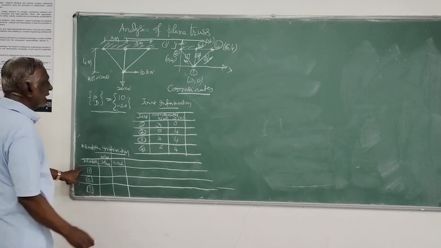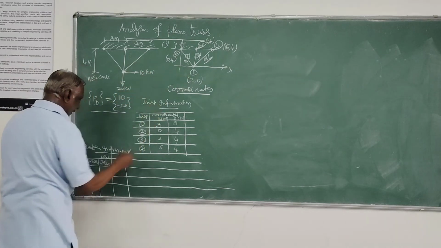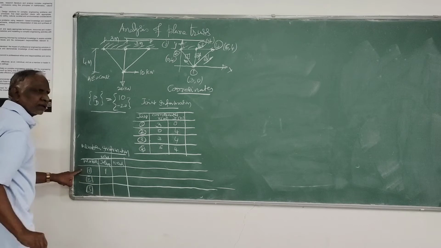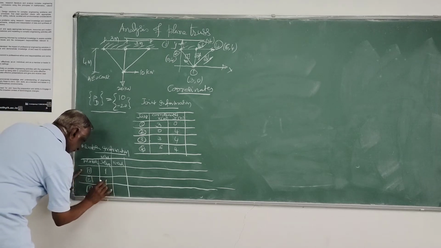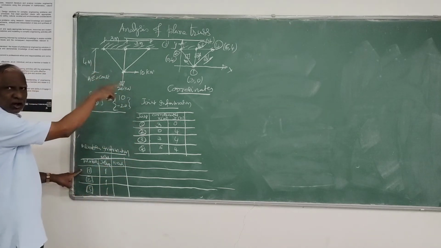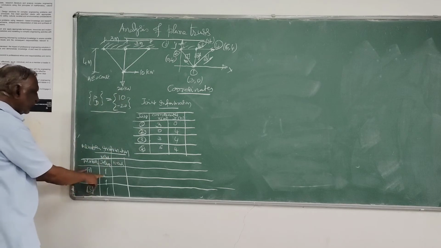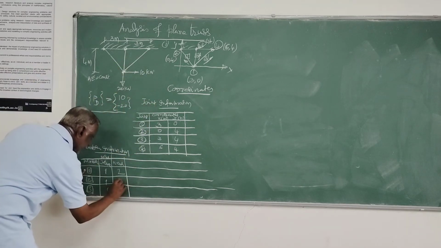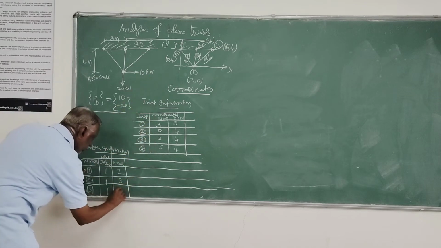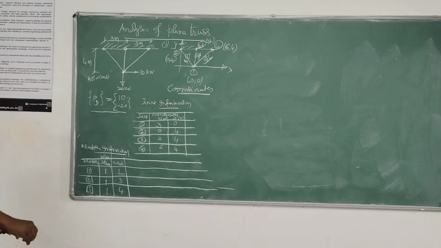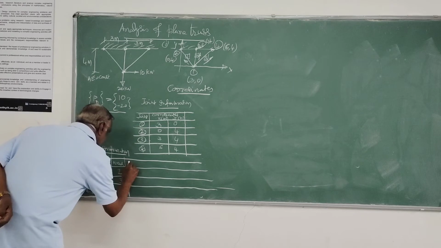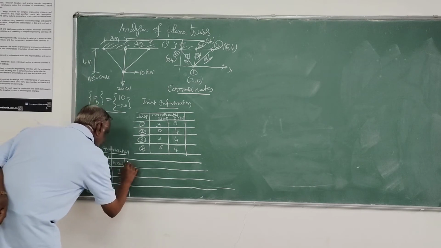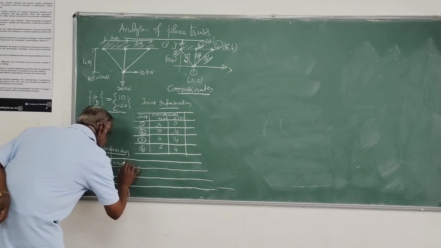So here for member 1, I have already indicated Jn is 1. For all these members, Jn is 1, as I have already told. Kn for member 1 is 2, for member 2 it is 3, and for member 4, Kn is 4. Then, with Jn and Kn, I will determine L directly.